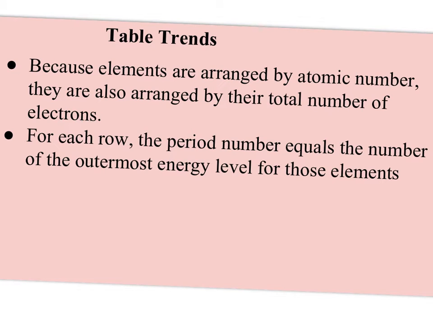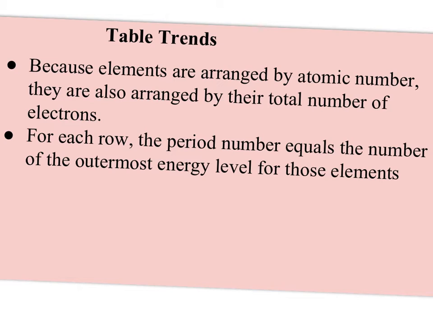Welcome. This video is going to take a look at some of the trends or periodicity that we see on the periodic table. Because the elements are arranged by atomic number, that means they're also arranged by their total number of electrons. Remember, atomic number is defined as the number of protons, and since an atom has to be neutral, that will also be its number of electrons.